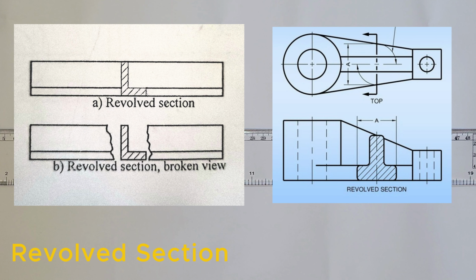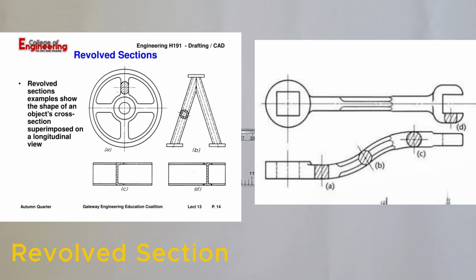Revolved or rotated section. A revolved section means we take a small cross-section of a feature, like a rod or beam, and rotate it directly onto the main view itself. It's like slicing across a rod, and instead of drawing the slice somewhere else, we turn it and draw it right on the rod. This way, we can quickly see the internal shape without flipping to another view.